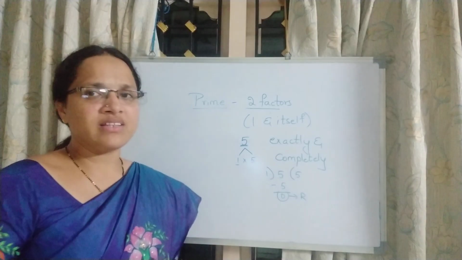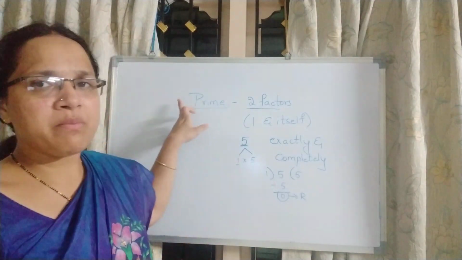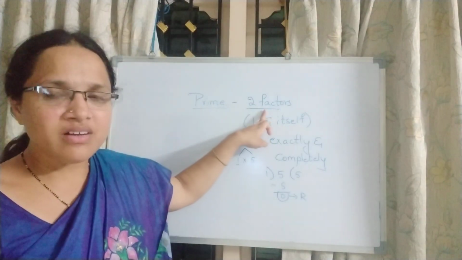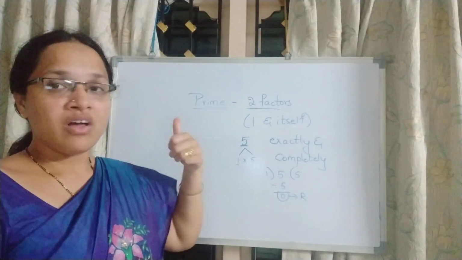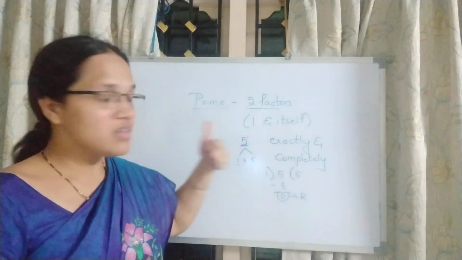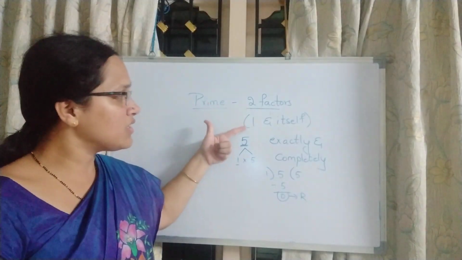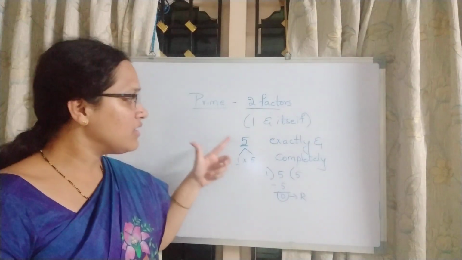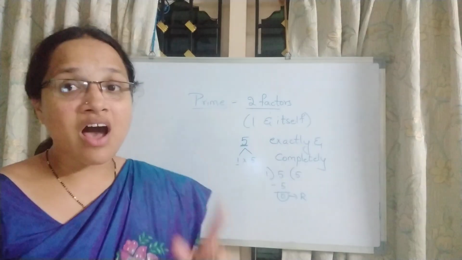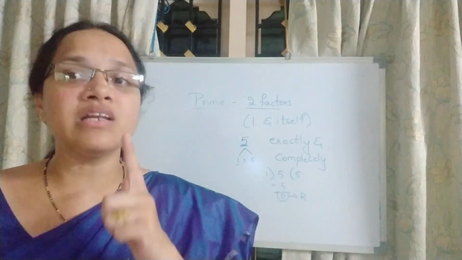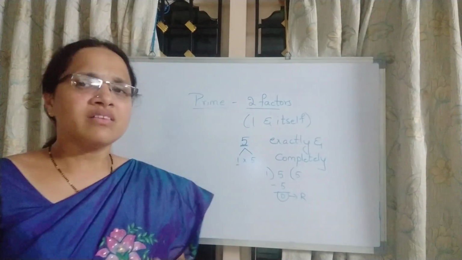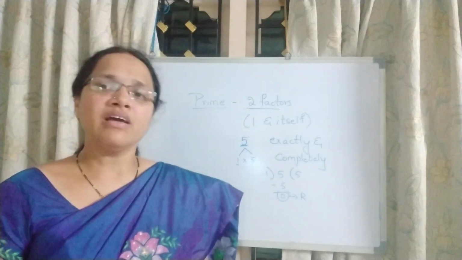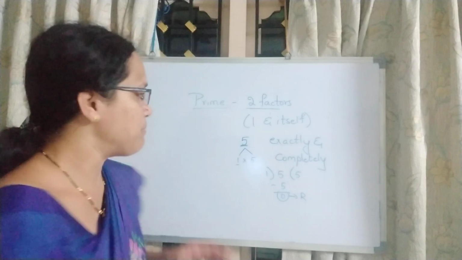Yes. So now, we have learned that prime numbers have only two factors, and the two factors are nothing but 1 and itself. See how many points we have learned? Prime numbers have only two factors, and those two factors are nothing but 1 and itself, and these factors exactly and completely divide the given number. Okay? But there are still more points hidden behind. Let us learn about the prime numbers.